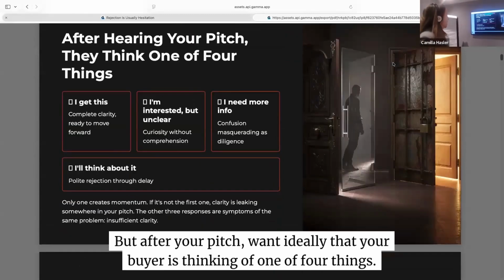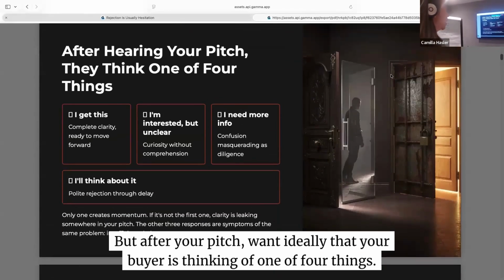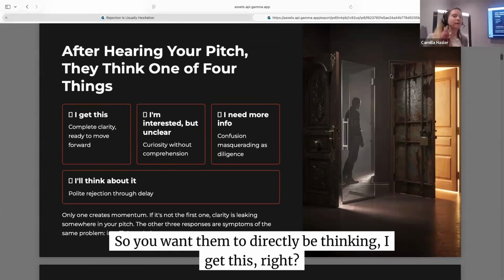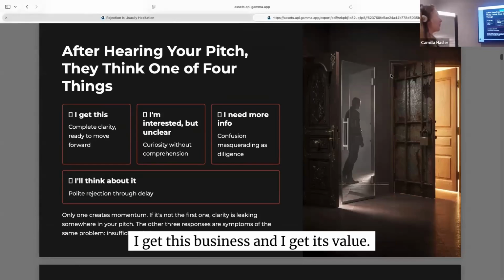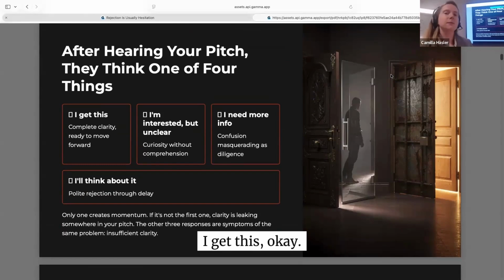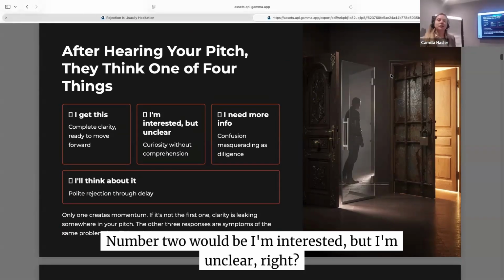But after your pitch, you want ideally that your buyer is thinking of one of 4 things. So coming back to the example I just shared, and why it's so incredibly important to do this type of structure. You want them to directly be thinking, I get this. I get this business and I get its value. I get the solution that they offer and why it's so useful to me or to others. Number 2 would be I'm interested, but I'm unclear.